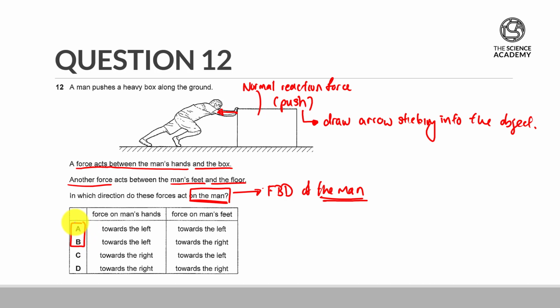Now on the other hand, at the man's feet, we have the normal contact force, which again is a push force, so I will draw it sticking upwards. But in order to keep the man moving forward, basically the man is sliding his feet backwards. So if his feet is sliding backwards, this would mean that we have a frictional force that pushes the man's feet forward.